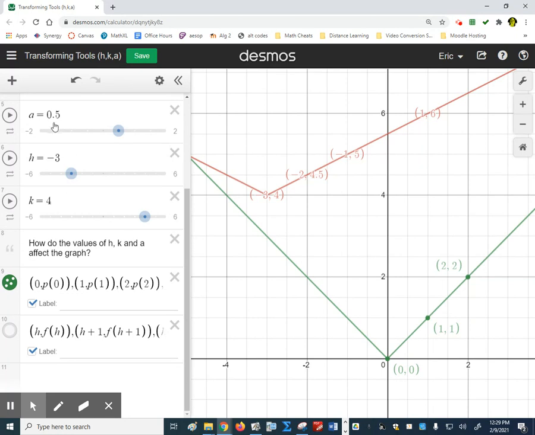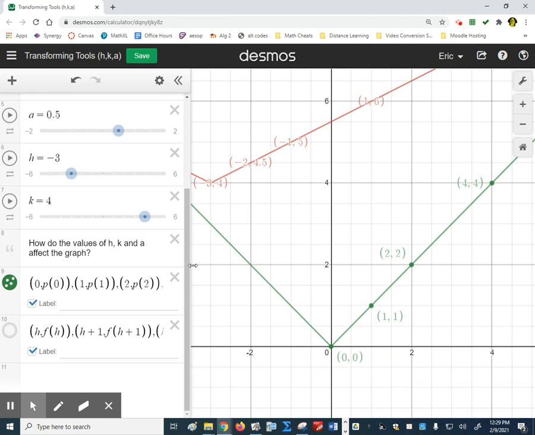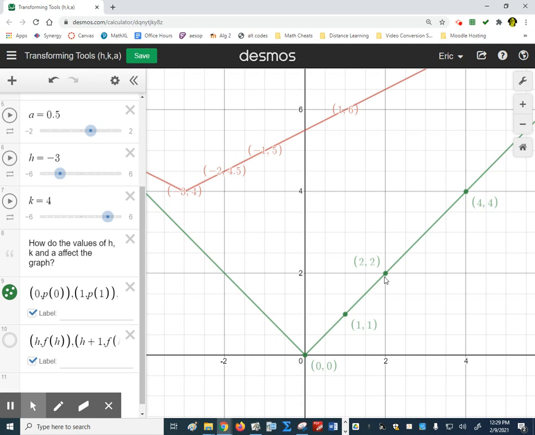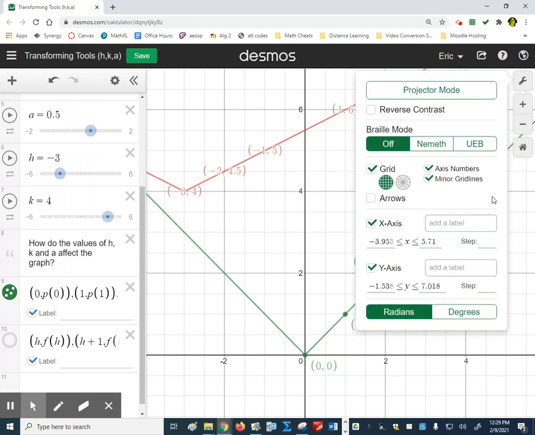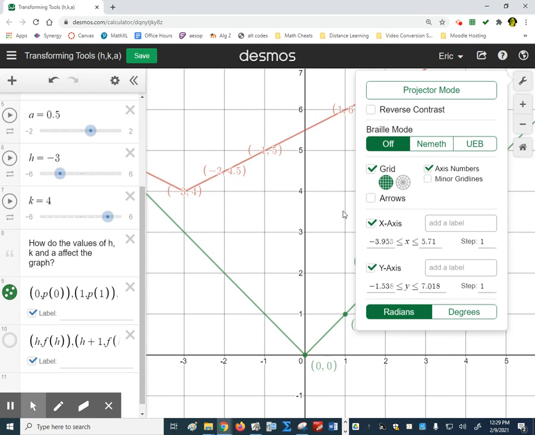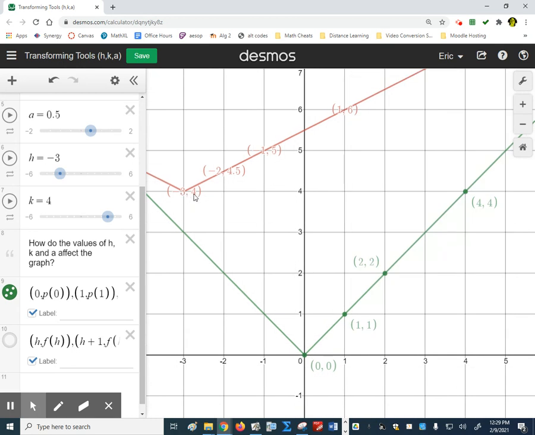The dilation factor is 1/2, so it should only be half as high at each point as it normally would be. Let's check it. So normally I would go over 2 and up 2, but now I should only go up half as high, right? So if I go from the vertex here, and let me set this up so we have steps are 1, so we can count these more easily. There, that's good. So now from the vertex, if I go over 2, I should go up only half as high as I normally do. Well, 1/2 times 2 is 1. Yeah, it worked, didn't it?